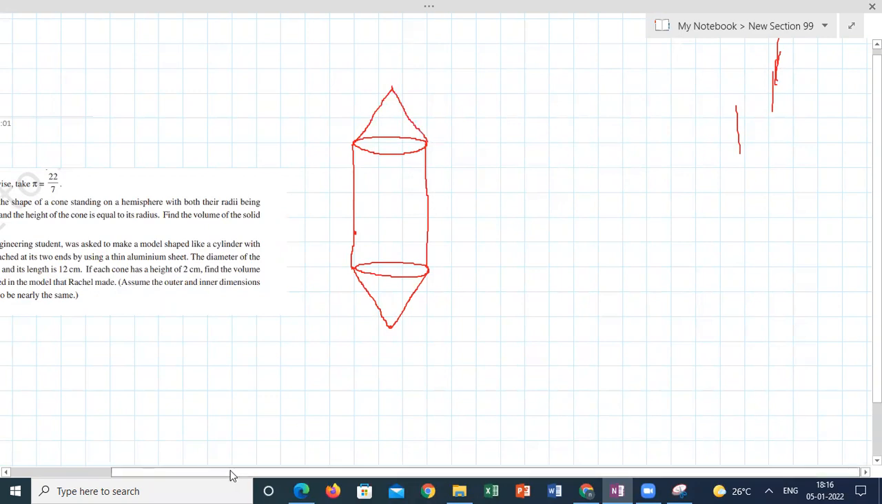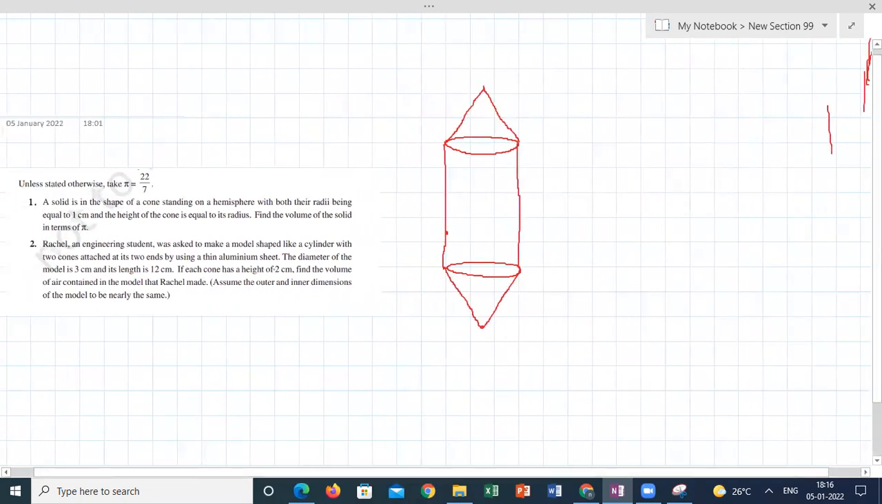And what is the data given related to cones? The diameter of the model is 3 centimeter. Suppose I am taking this as the axis of the cone and aligning it with the cylinder axis, the diameter is 3 centimeter. That is the diameter of the cone as well as the cylinder. This whole length is the diameter of cone and cylinder.